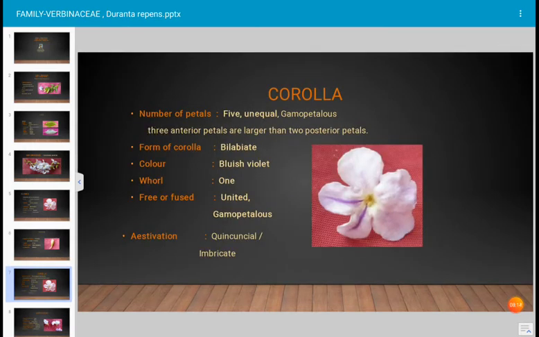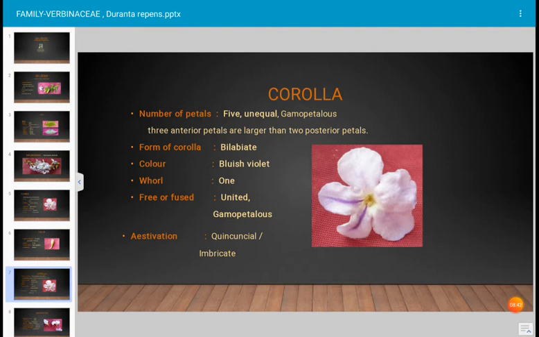This is the corolla of Duranta repens, family Verbenaceae. Corolla consists of petals. All the petals together are known as corolla. There are 5 petals. The petals are unequal in size. The size of petal is unequal. See in the photograph, clear indication is there. Petals are unequal in size.